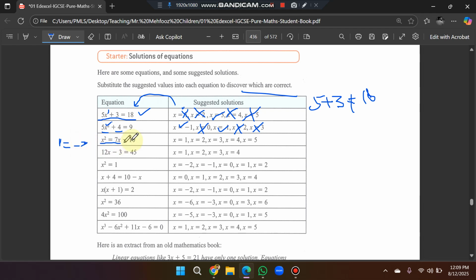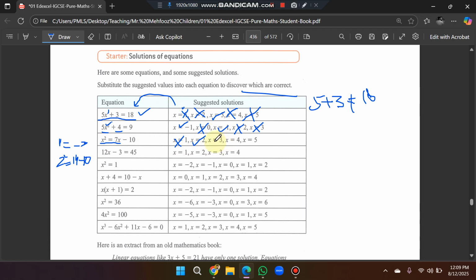So it means that x equals 1 is not your solution. And also when you put the value 2, you can see that 2 squared, that is 4, equals 14 minus 10. Why 14? Because 7 multiplied by 2. So on the left hand side and on the right hand side we get 4. 4 is equal to 4. So this is your solution.